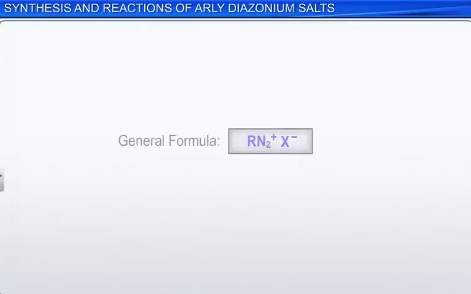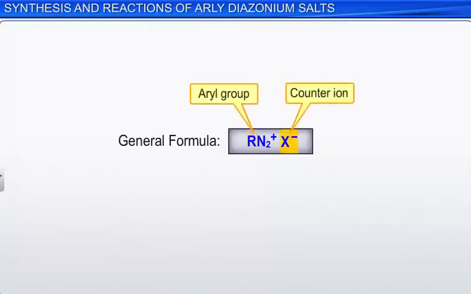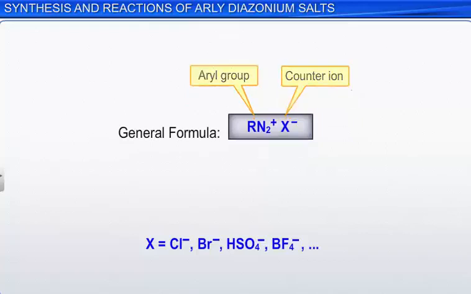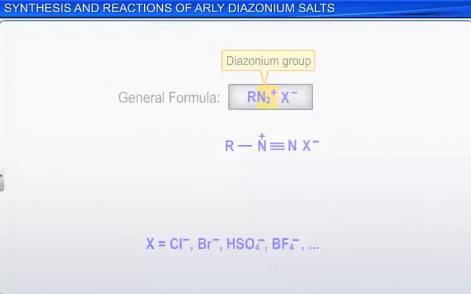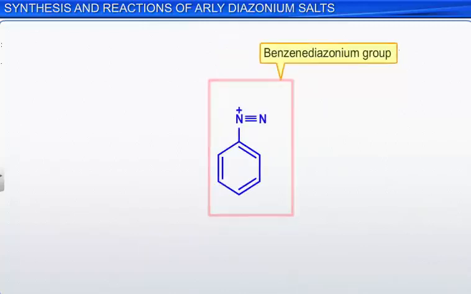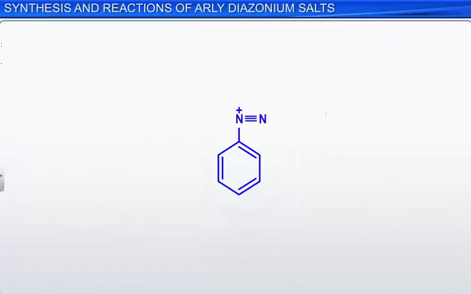Diazonium salts have the general formula RN2+ X-, where R is an aryl group. The counter ion X- may be a chloride, bromide, hydrogen sulfate, or a tetrafluoroborate ion. The diazonium group consists of two nitrogen atoms, triply bonded to each other with an overall +1 charge. Aryl diazonium salts are used as intermediates to synthesize a wide variety of organic compounds.